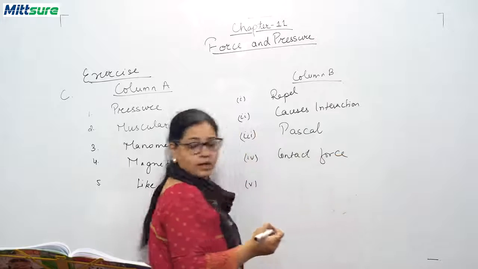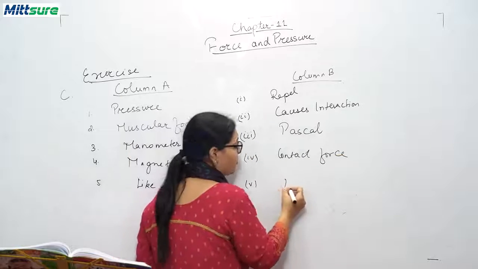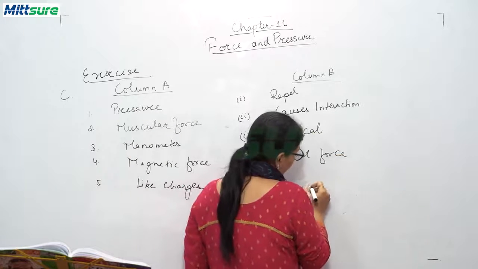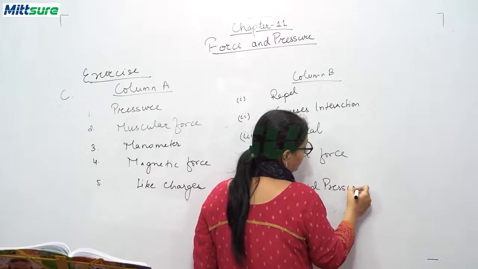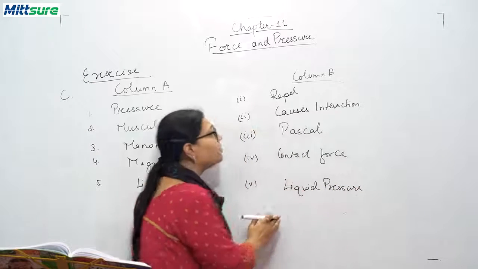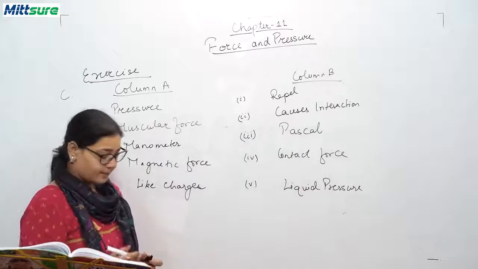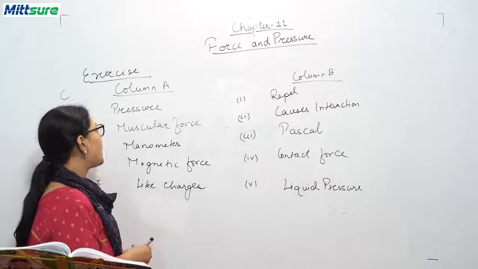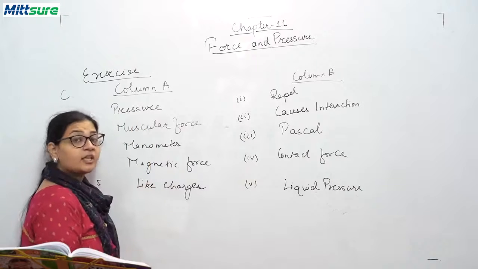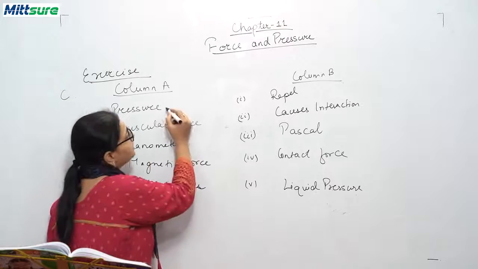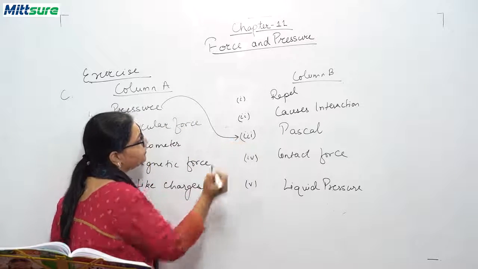And the fifth one is liquid pressure. Okay, so these are the options for the B column. Now we'll be matching this column A with this column B. Now this pressure, the SI unit of pressure is Pascal. So we'll be matching this with third.